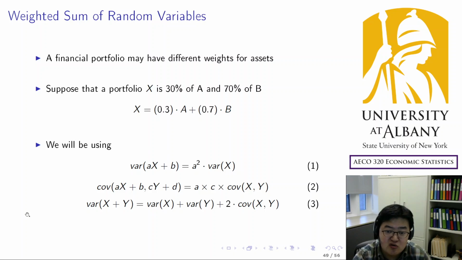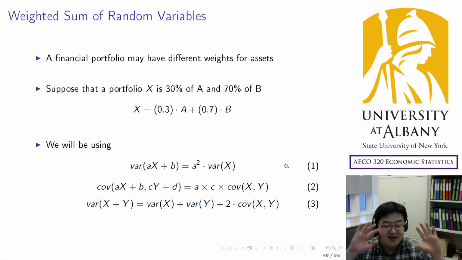And remember, we will be using these formulas for the linear transformation. You may remember them. So variance is affected by a squared, but not affected by b. And covariance is multiplied by the multiplications a and c, but not by b and d. And summation is like the variance of the sum is the sum of the variances plus 2 times covariance. So remember these three formulas. We are going to use them step by step, so it might be a little more complicated.